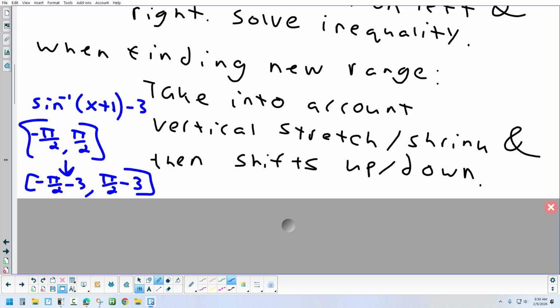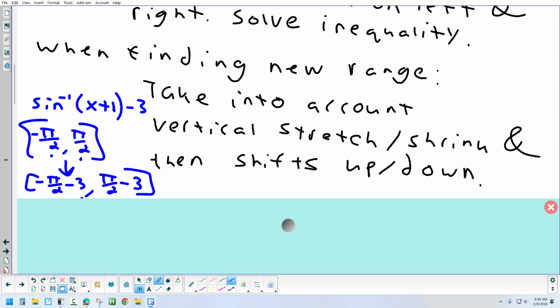Range, write down the original range, and then shift it however you need to or stretch it. In this case, that's the original range for inverse sine, and that's what you get when you shift it down 3. Numbers don't always come out very nice.